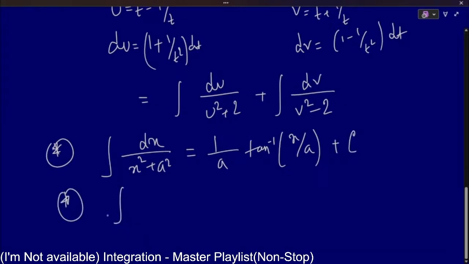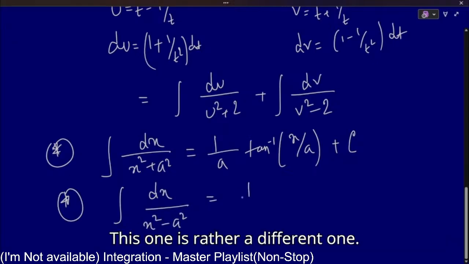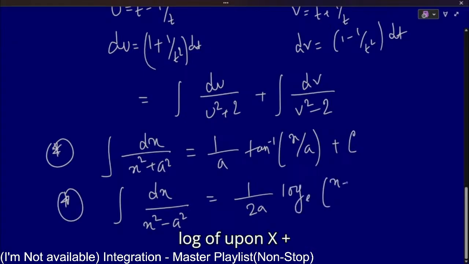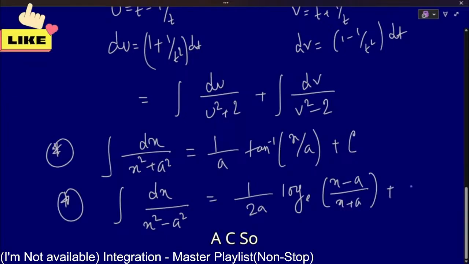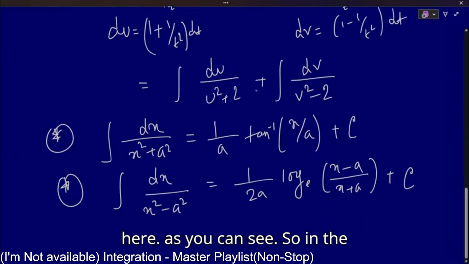This is the first result. And the second one, dx upon x square minus a square, where again a is a constant. This one is rather a different one. Obviously, it has nothing to do with tan inverse this time. It's natural log of x minus a upon x plus a plus c. So these are the two results that directly compare to these two integrals right here, as you can see.